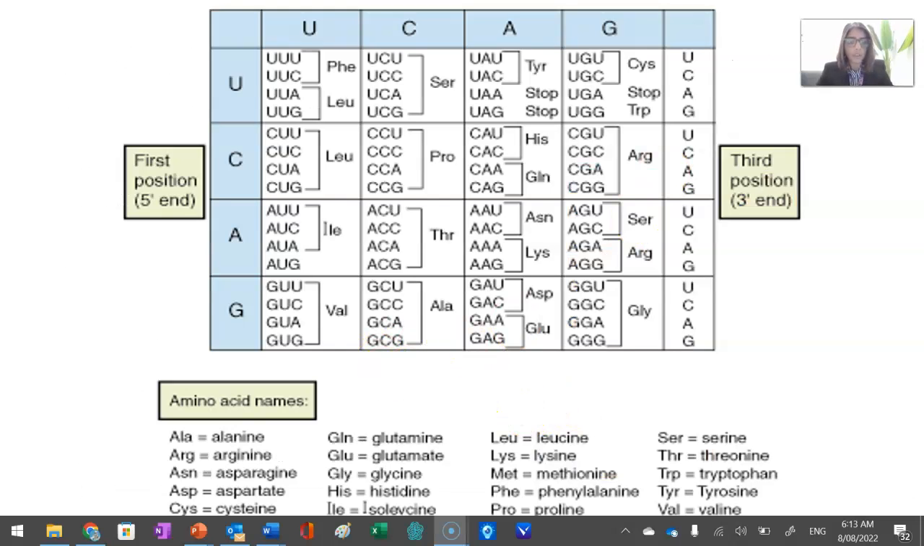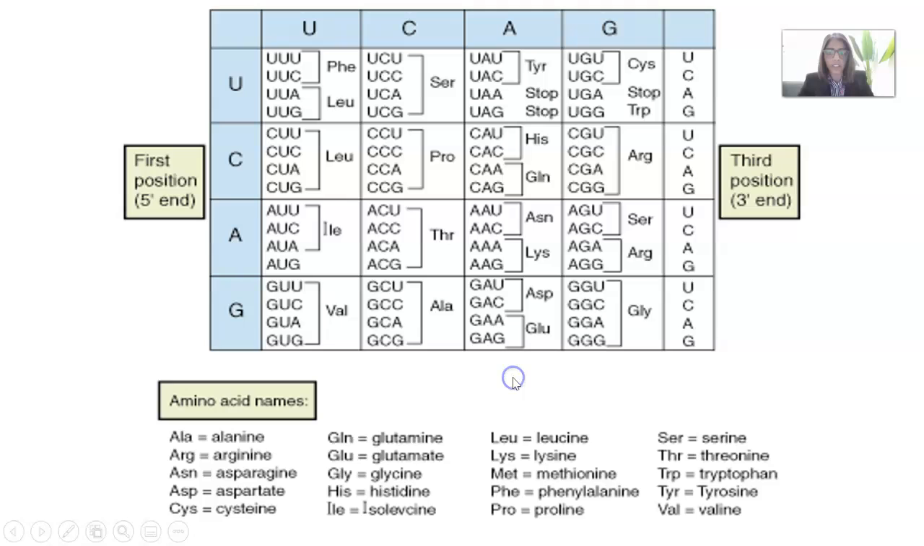So here I'm just showing you another version of the degenerate code or amino acid table with the full name of the amino acids underneath. Now, you do not need to ever remember this code or remember the names of the amino acids. Using the 3-letter code is usually good enough, and if you are asked to name the amino acid, you'll be given a table. The skill here is being able to look up what the amino acid is.